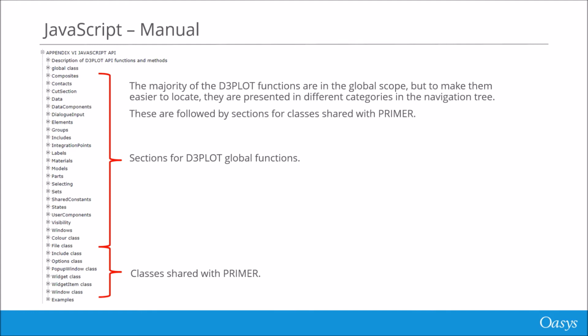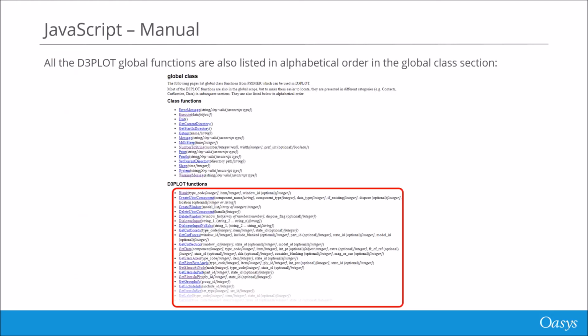And these are followed by sections for classes shared with Primer, like the widget class and the window class and so on. And the D3plot global functions are also listed in alphabetical order in the global class section, which makes it easier to find the functions that you want to use.